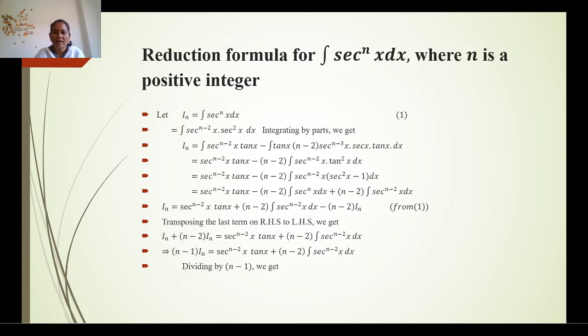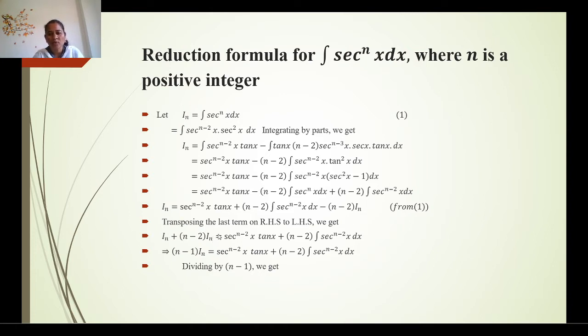Then we have to write: I n is equal to secant to the power of n minus 2 x tan x, plus n minus 2 integral of secant to the power of n minus 2 x dx, minus n minus 2 integral of secant to the power of n x dx, which is the last term. This can be written as I n.